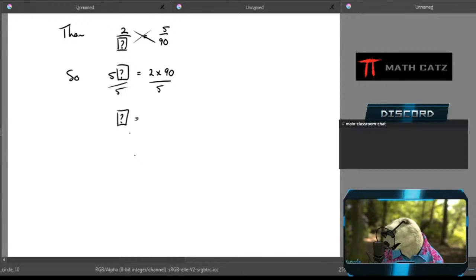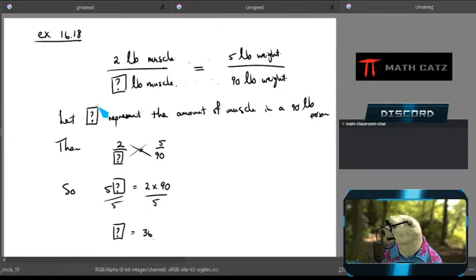It is good practice in general to try and do it in your head if the numbers are nice, and then verify it with your calculator. But I just want to make sure that I get everything in our session. I think we have more than enough time, but I want to be sure. So 36. Now I have to remember, ooh, what does that mean again? Oh, it's all written down. I don't have to actually think about it. It represents the amount of muscle for a 90-pound person.